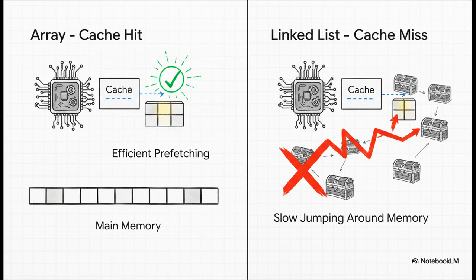But with a linked list, that whole strategy goes out the window. The next node could be anywhere. The CPU can't guess. So for every single node, it has to make a slow trip all the way out to main memory. This is called a cache miss, and it is the mortal enemy of performance.